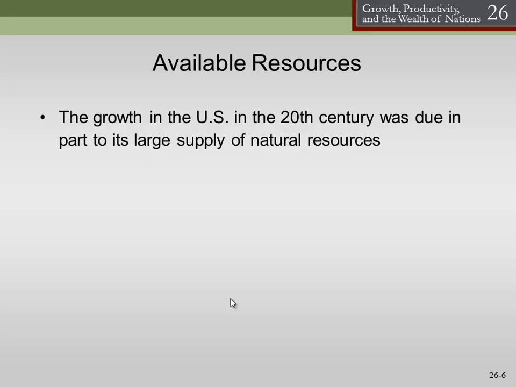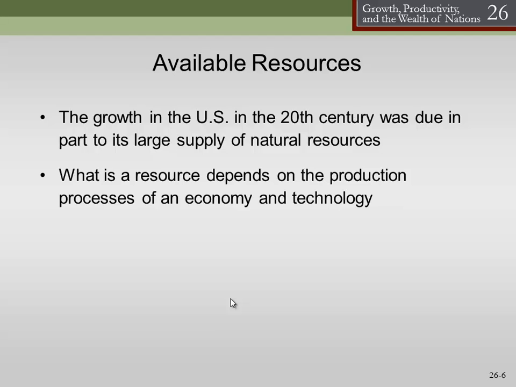So the U.S. has lots of natural resources, including natural gas. We do have some oil. We have timber. We have coal. We have other mineral deposits. These are all natural resources, as well as a large supply of labor and highly skilled labor. So that's another resource. What is a resource depends on the production process of an economy and the technology.